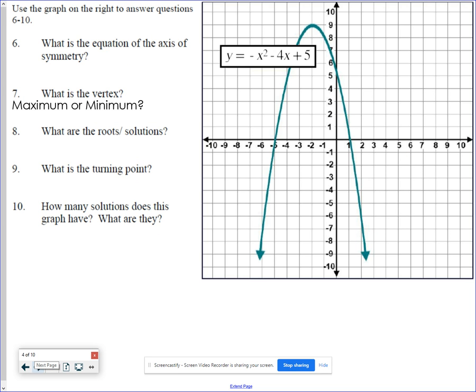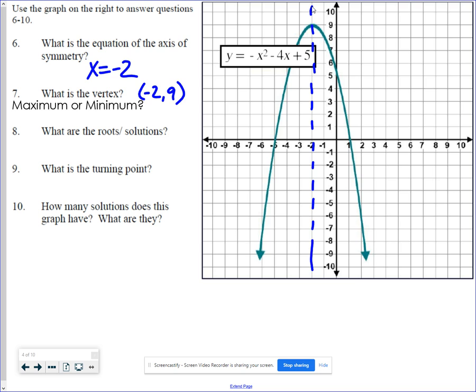Here's another problem. This time, my parabola is opening down. And we will be looking at what we can see in an equation to know that before we even see the graph. But the axis of symmetry in this one, here's my axis of symmetry, without doing the math this time, since I have the graph anyway. The axis of symmetry is at x equals -2. The vertex is at -2, +9.